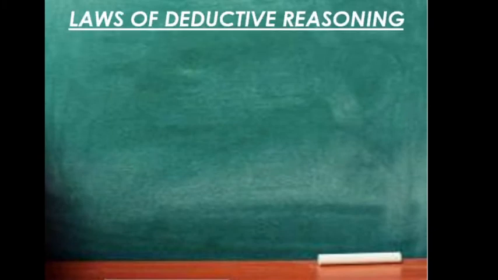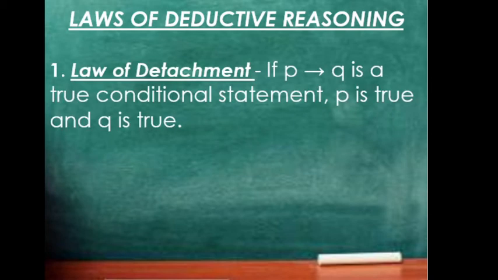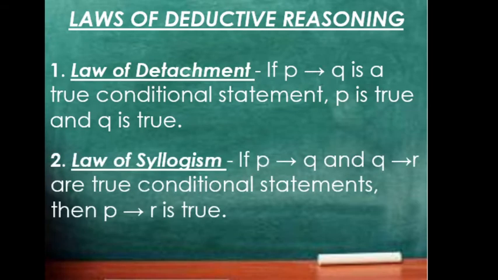Okay, so there are two laws of deductive reasoning. First, we have the law of detachment. So dito, if P implies Q is a true conditional statement, P is true and Q is true. So this is the symbol. So ang basa natin sa arrow is implies. Next, we have the law of syllogism. If P implies Q and Q implies R are true conditional statements, then P implies R is true.